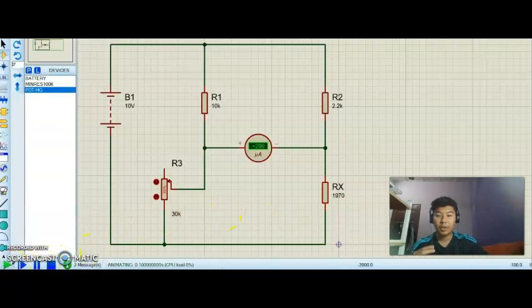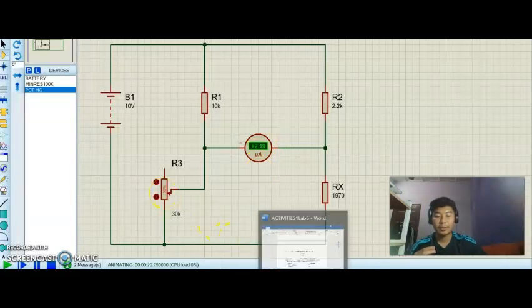Now we run the simulation and then do the same step, which is adjust this variable resistor until the DC ammeter is equal or near 0. So this is the final value that we got, which is 2.19 microampere and 30% of variable resistor.